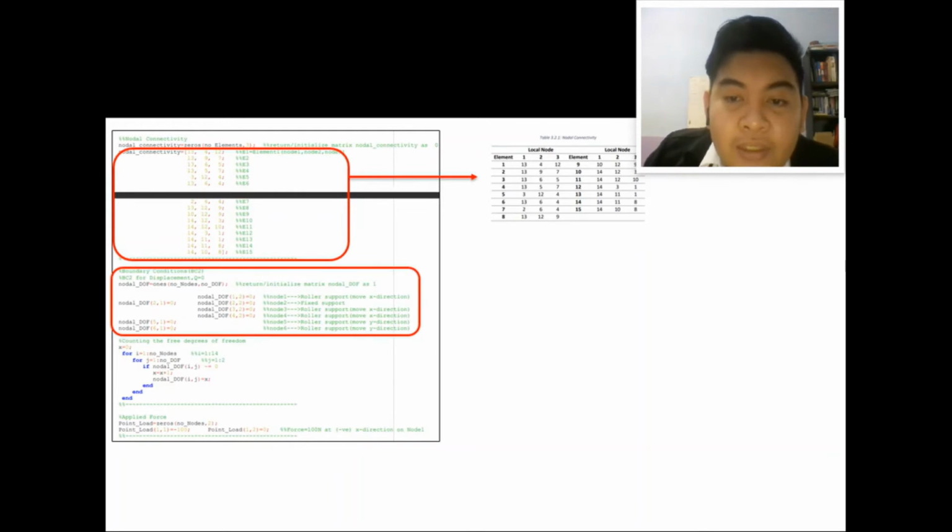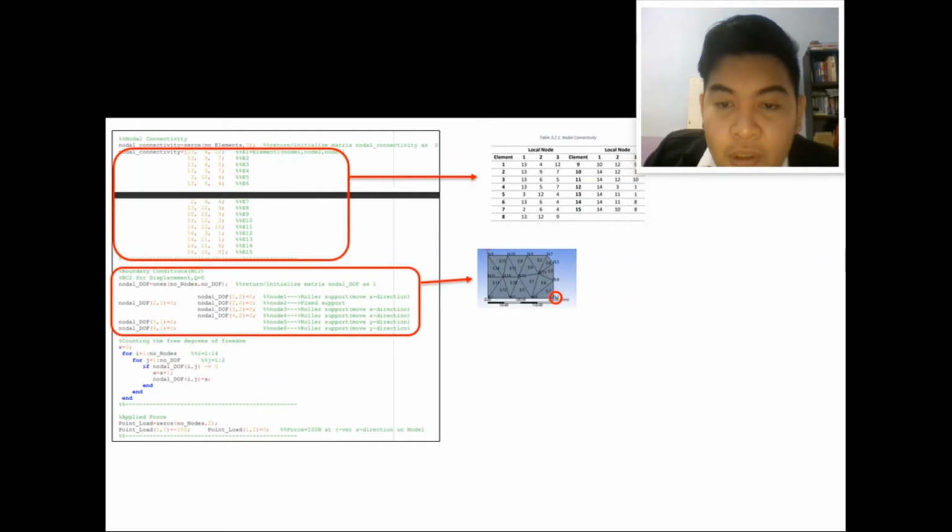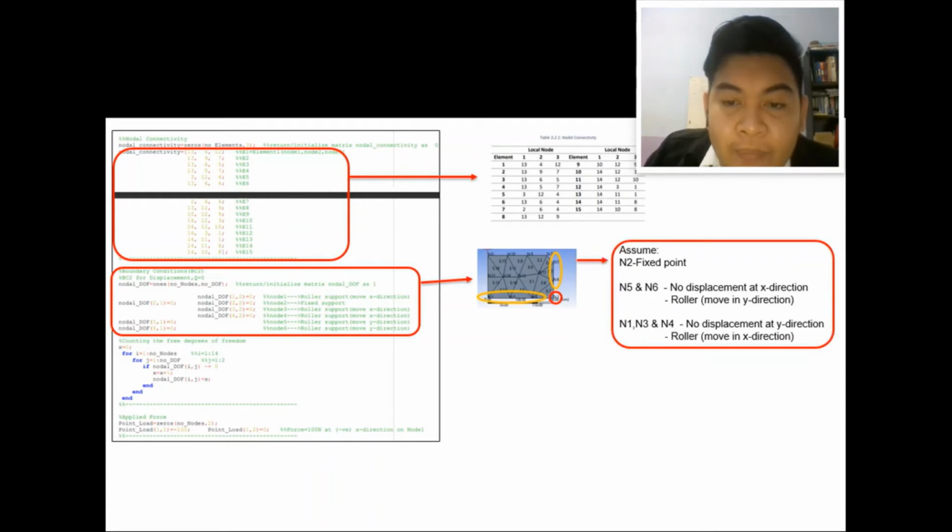Next, for our second phase of boundary conditions, from the same analysis conditions in ANSYS, we declare that node 2 is a fixed point causing no displacement at all, while N5 and N6 act as rollers that only move in the y direction and cause no displacement in the x direction. Nodes N1, N3, and N4 also act as rollers, but move in the x direction and only cause displacement on the x-axis.